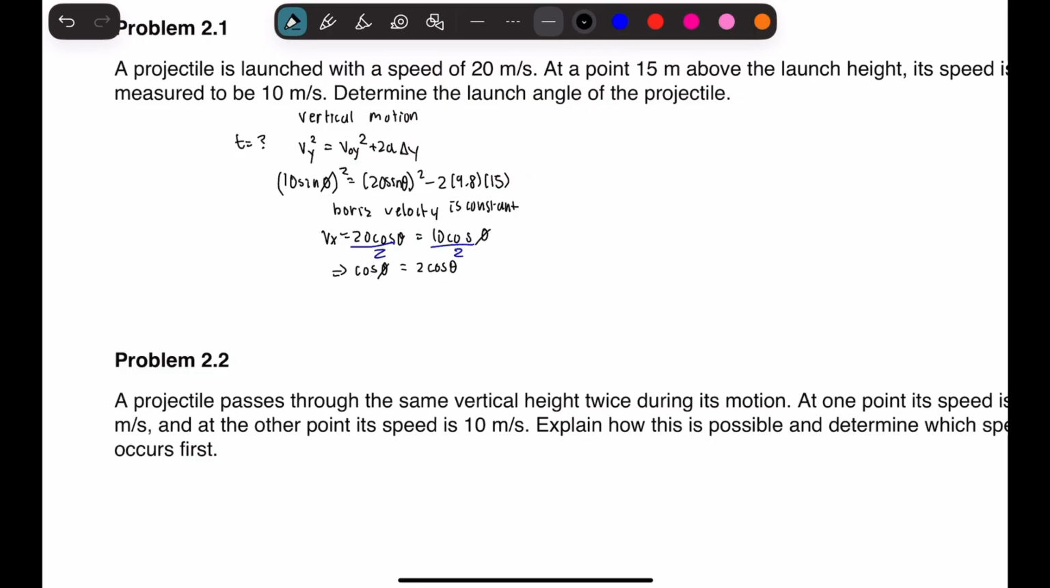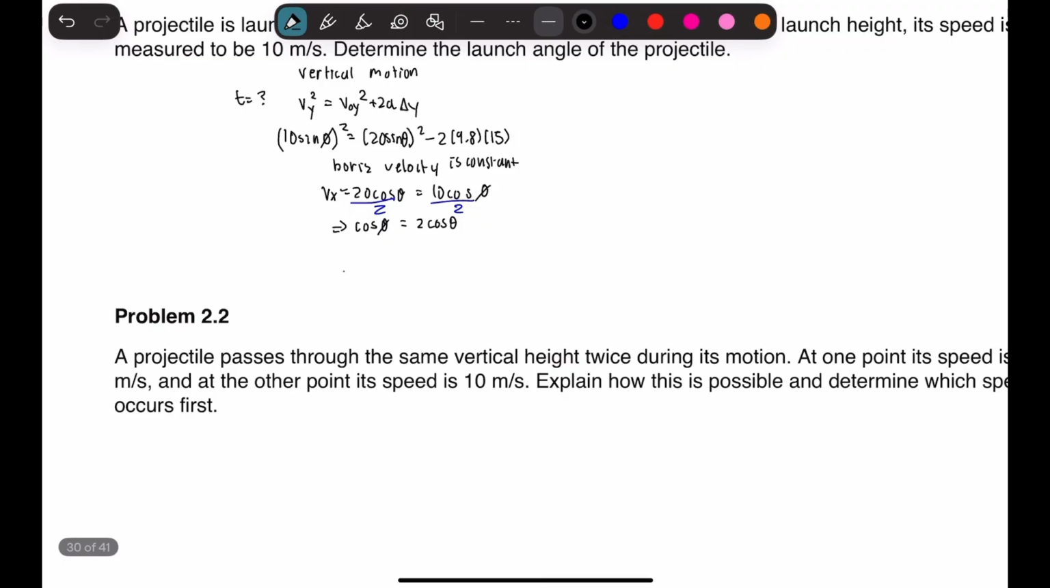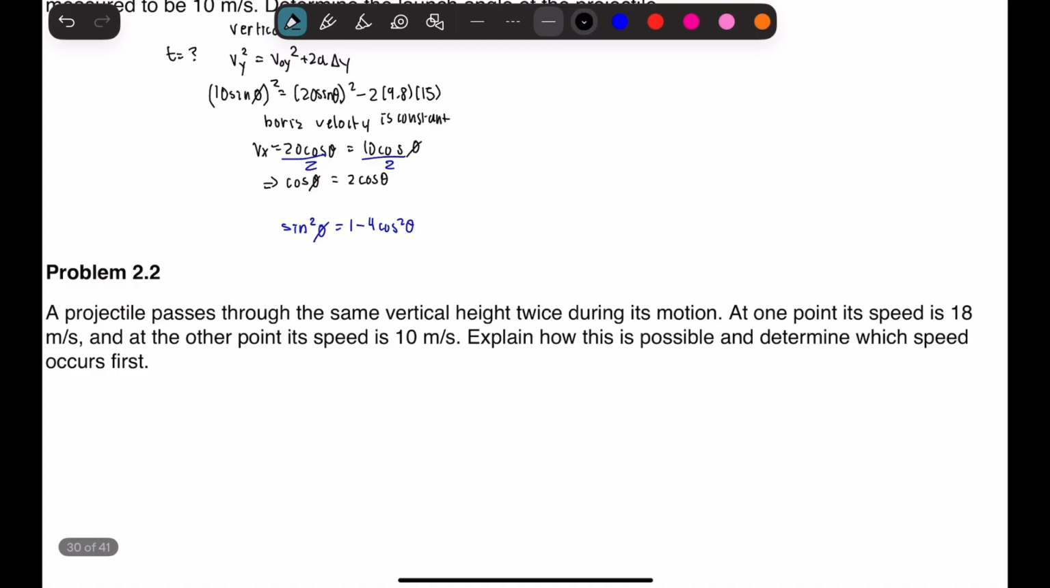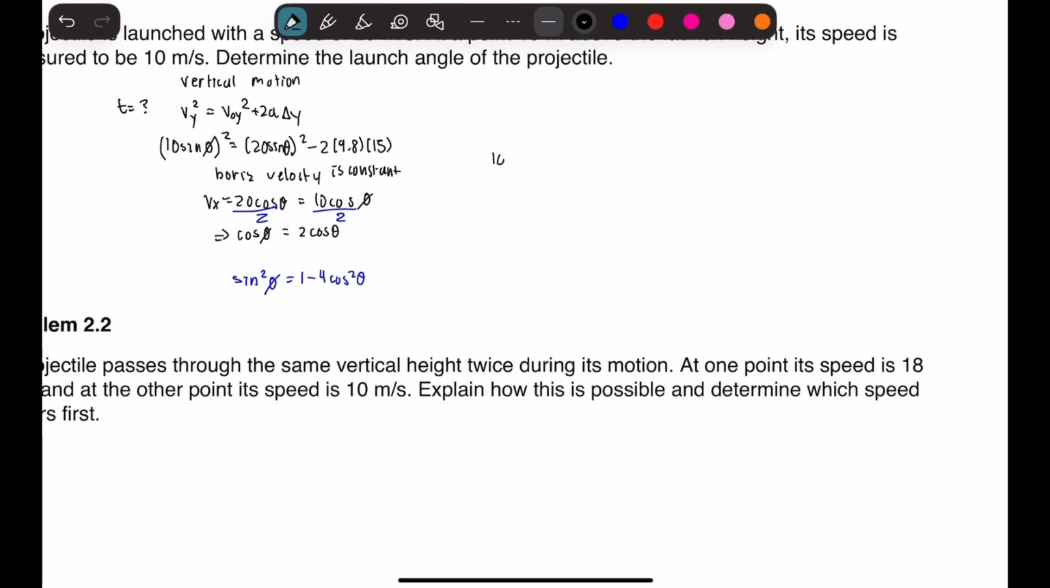And now we can use the identity that from trig we know that sine squared of an angle is equal to 1 minus 4 cosine squared of theta, right? So then if we plug this in, we can solve 100 times 1 minus 4 cosine squared theta. That's going to equal 400 sine squared theta minus 294. So then theta is going to equal 53.1 degrees.